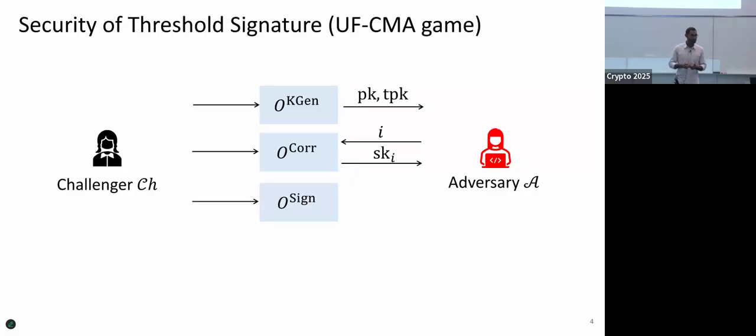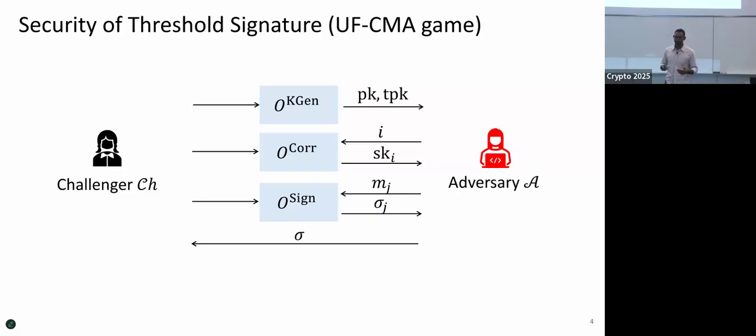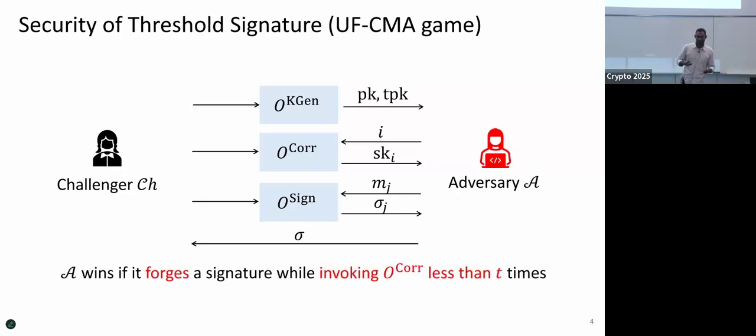We also give signing oracle access, which the adversary can query to get a signature on a message. After doing all this interaction many times, the adversary will output a forgery. We say that the adversary wins if it did not query on this message before and it corrupts fewer than t parties before outputting this forgery.